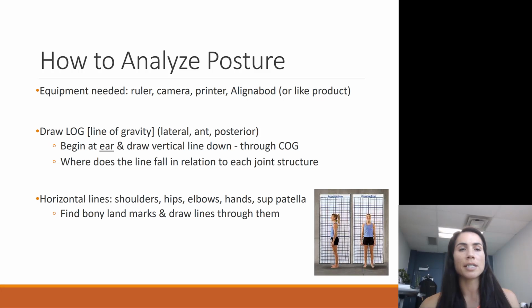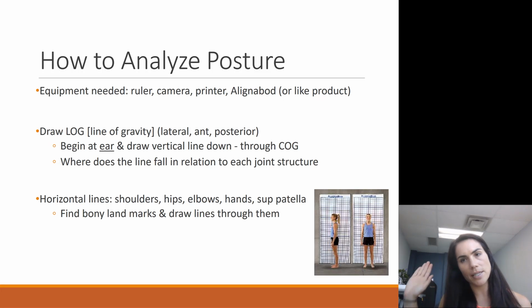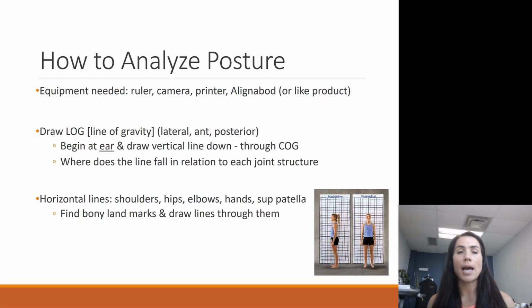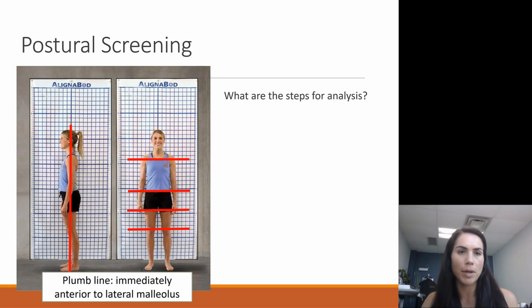You're also going to be drawing some horizontal lines. So in addition to that line down the center of the person from that sagittal view, you're going to draw some horizontal lines. Those lines are going to be at the shoulders, at the hips, at the elbows, at the hands, and then the patella. Again, what's most important is to try to find those bony landmarks and to draw the line through them. Really important that you take good photos here, or else you're not going to be able to do a good assessment of their posture.